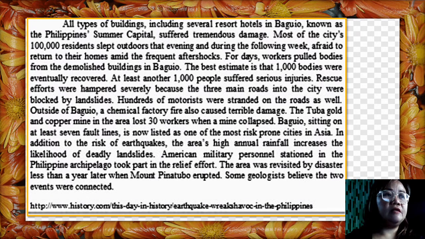Baguio, sitting on at least 7 fault lines, is now listed as one of the most risk-prone cities in Asia. In addition to the risk of earthquakes, the area's high annual rainfall increases the likelihood of deadly landslides. American military personnel stationed in the Philippine archipelago took part in the relief effort. The area was revisited by disaster less than a year later when Mount Pinatubo erupted. Some geologists believe the two events were connected.